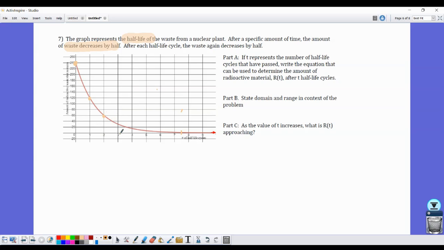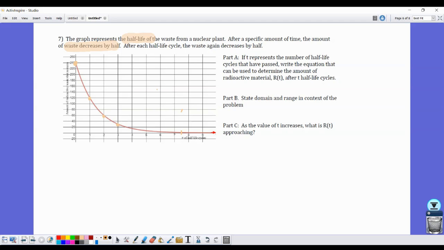And then there's another one of those cycles. And 60 divided by 2 takes me down to 30. And 30 divided by 2, and so on, and so on. And we're going to see that it's just going to continue to get closer and closer to an amount of 0. Okay, so let's start reading. Part A. If T represents the number of half-life cycles that have passed, write an equation that can be used to determine the amount of radioactive material after T half-lives.